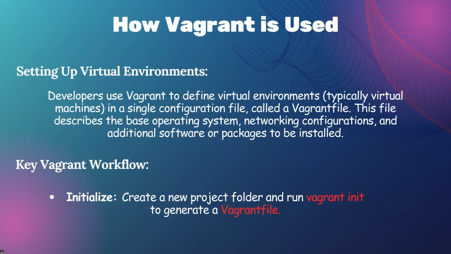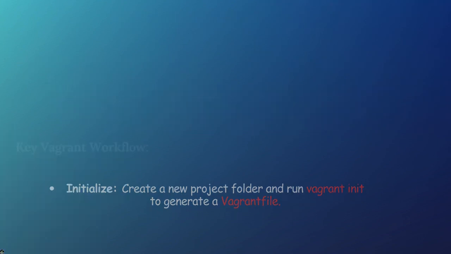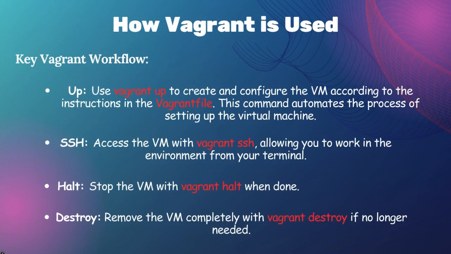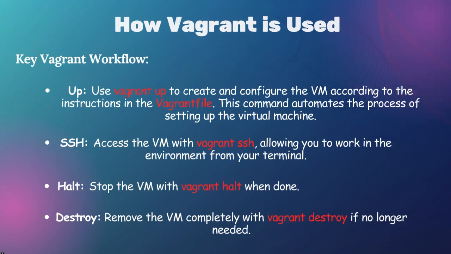Vagrant workflow. Initialize: create a new project folder and run vagrant init to generate a Vagrantfile. Up: use vagrant up to create and configure the virtual machine according to the instructions in the Vagrantfile. This command automates the process of setting up the virtual machine. SSH: access the virtual machine with vagrant ssh, allowing you to work in the environment from your terminal. Halt: stop the virtual machine with vagrant halt when done. And destroy: remove the virtual machine completely with vagrant destroy if no longer needed.